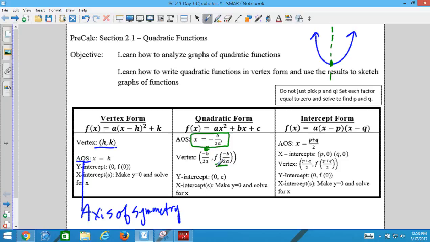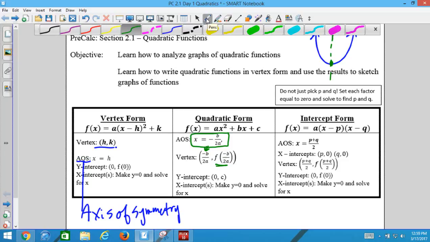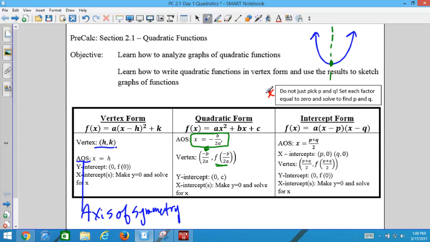If it is in intercept form, that means it's factored. That means that we can easily find the x-intercepts. I wrote a note right here because my formula doesn't always work. It only works if x is 1x. It doesn't work if x is 2x. So I wrote a note here: don't just use p and q for this form. We're going to solve it, and you'll see that when we do it.